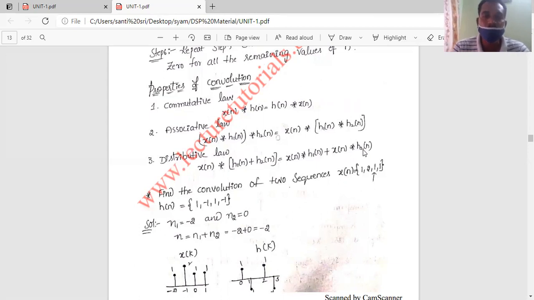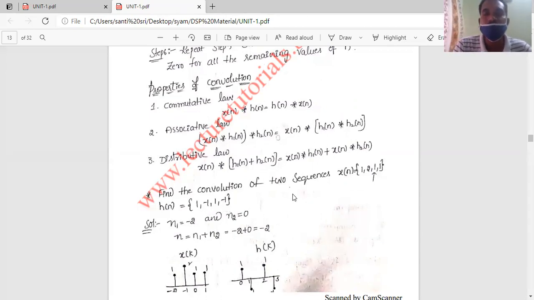Now we will see the problem. Find the convolution of two sequences x of n equal to 1 2 1 1 and h of n equal to 1 minus 1 1 minus 1. Right? See, this is x of 0 is 1, x of minus 1 is 2, x of minus 2 is 1, and x of 1 is 1. Similarly, for h of n, h of 0 is 1, h of 1 is minus 1, h of 2 is 1, and h of 3 is minus 1.